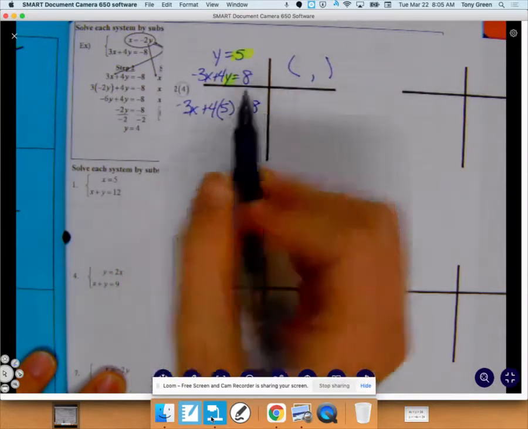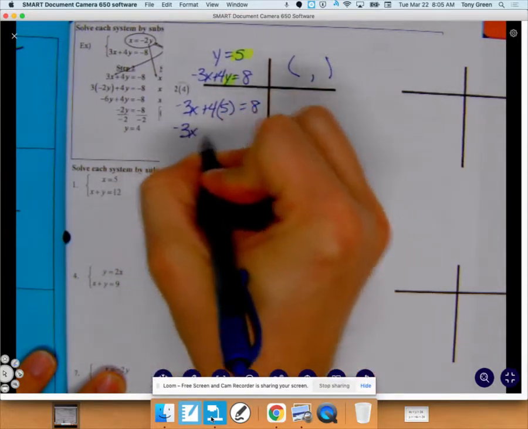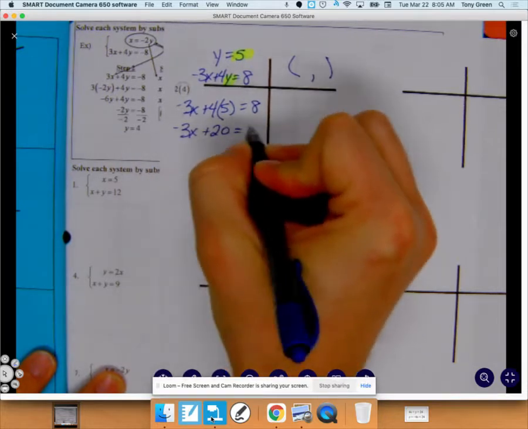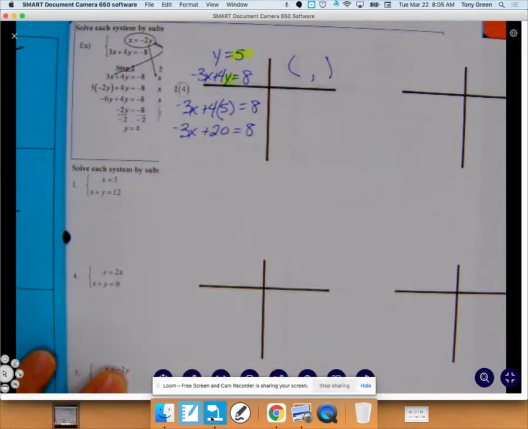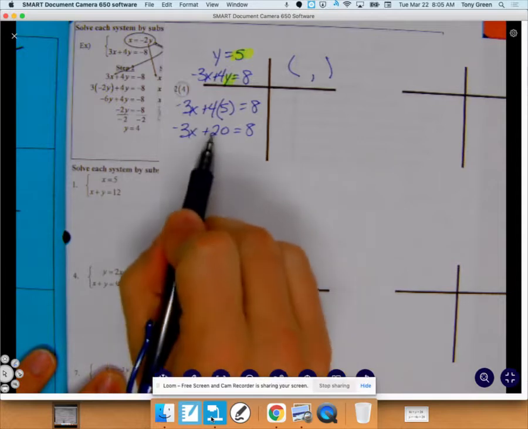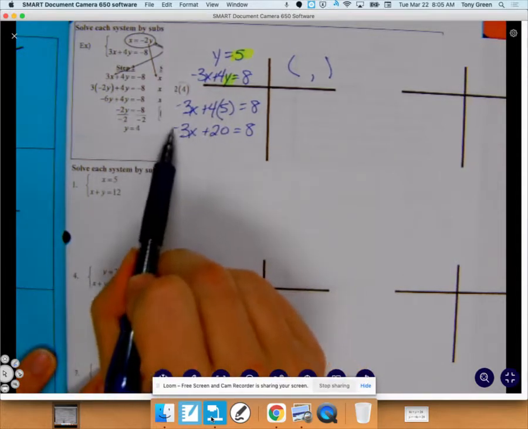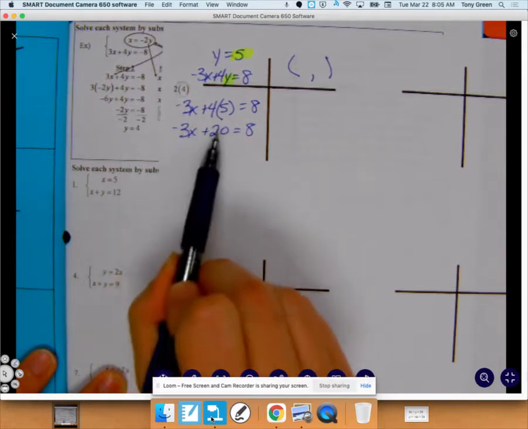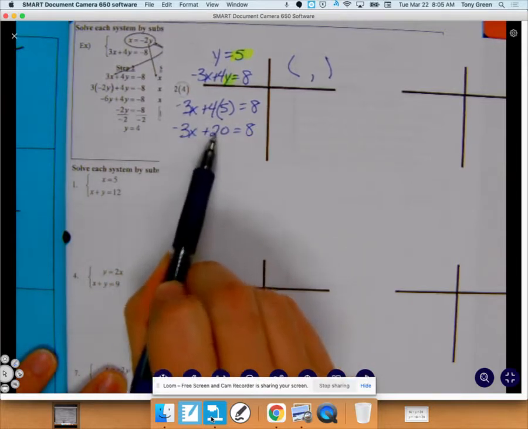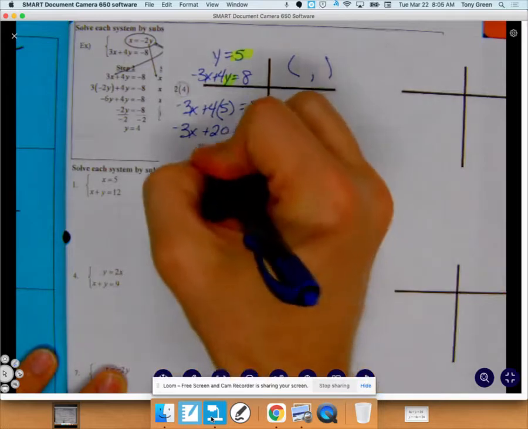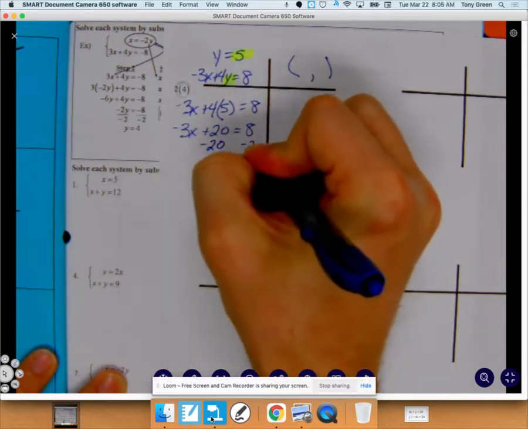So all we have to do is solve this equation. Negative 3x plus 20 equals 8. Now we have a normal 2-step equation. We want to get the x by itself. The negative 3 times the x is grouped together, but the 20 is by itself, so that's what we want to get rid of first. The opposite of plus 20 is minus 20, so we're going to subtract 20 on both sides.